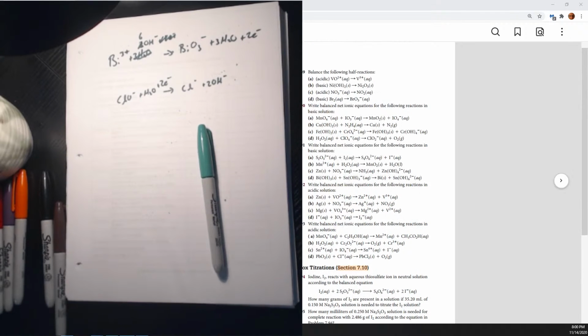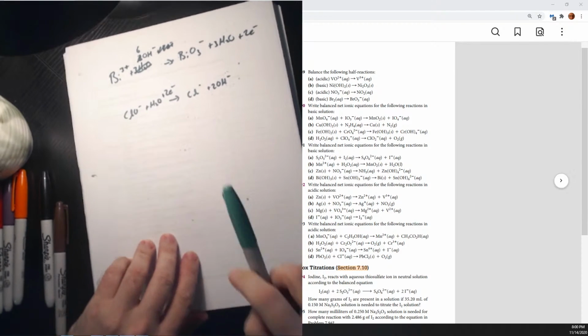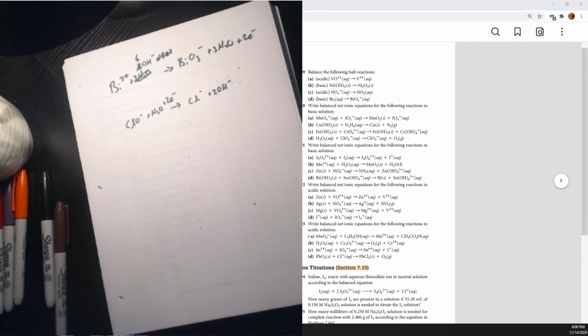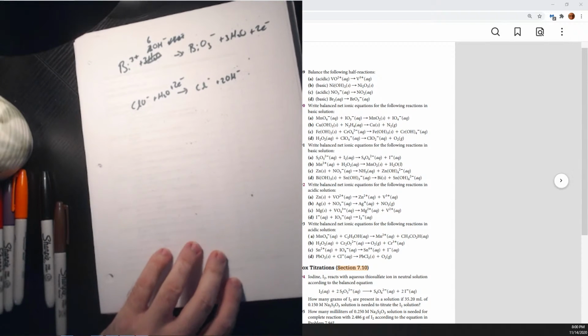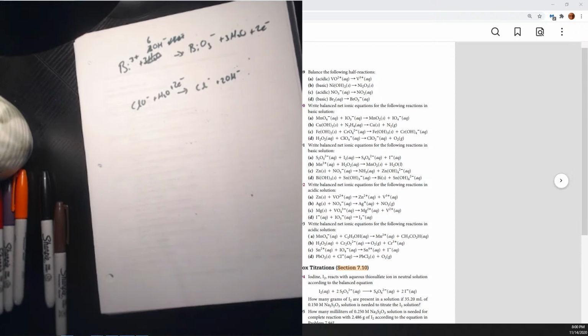90. Write the balanced net ionic equations for the following reactions in basic solution. Okay, so we're just balancing these redox reactions. All right, that's balanced net ionic. That's weird.